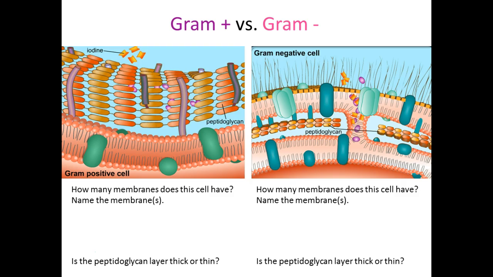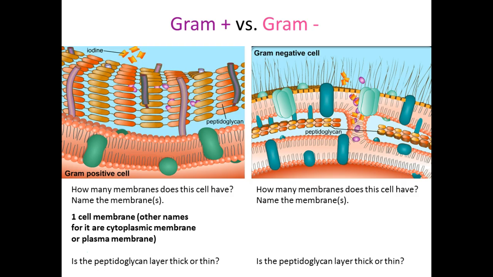So what does gram-positive and gram-negative tell us? Well, it tells us one's purple and the other one's pink. But why are they purple and why are they pink, right? It has to do with their cell wall structure. What substance is this cell wall made out of? Peptidoglycan. For gram-positive cells, how many membranes do they have? Just one, right? Just the normal cell membrane that all cells have.